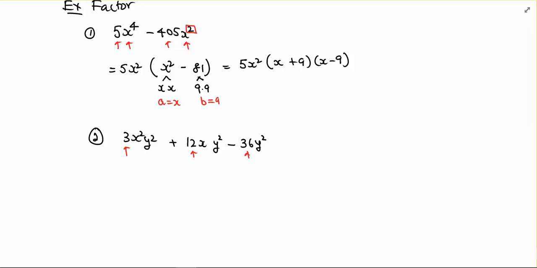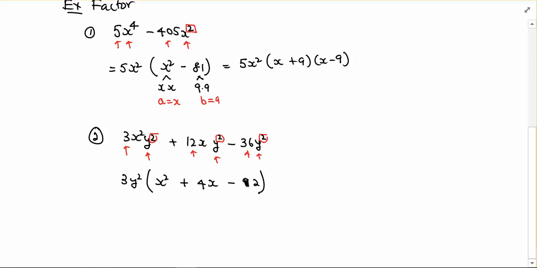There is an x squared there, an x there, so there is no x GCF, but certainly there's a y GCF. There's a y squared and a y squared. The least power is the 2, so my GCF is going to be 3y squared, and that leaves me with x squared plus 4x minus 12. Now I have a trinomial, a three-termer, that I'm going to try to factor.